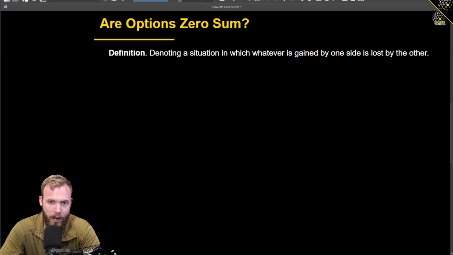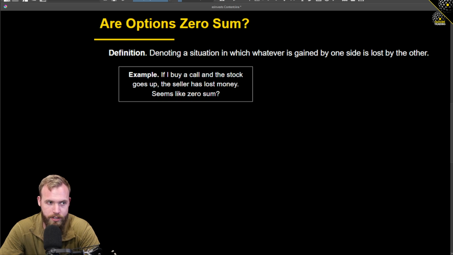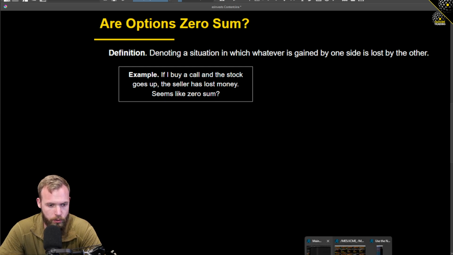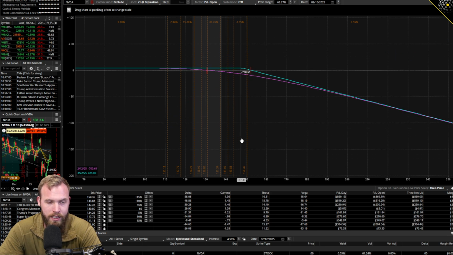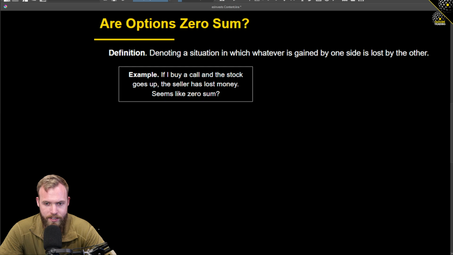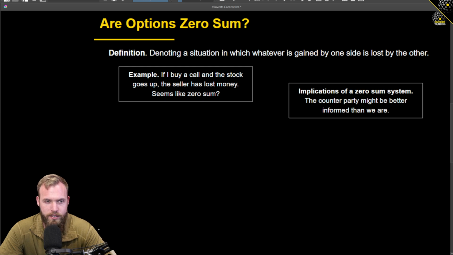So if we think about options in that context, let's start with a scenario. If I buy a call and the stock goes up, the seller loses money. So we can visualize this if we go into the platform and we take a look at the selling side of a call. They obviously will have lost money. So let's now take a look at the implication of a zero-sum game.